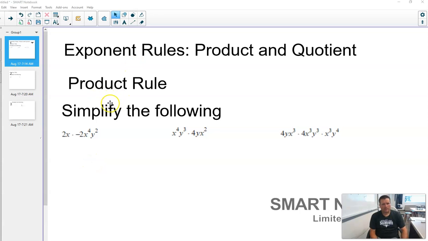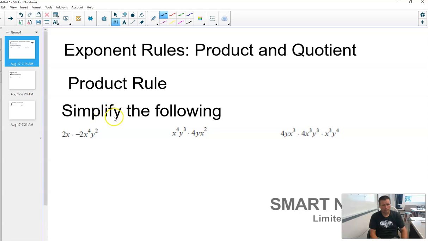All right, here we are looking at product rules or exponent rules today. We're going to look at two particular rules, the product and the quotient rule. This is just making sure that we understand how to simplify things with exponents in them as we go along. So if I look at the following, I'm going to want to simplify this.